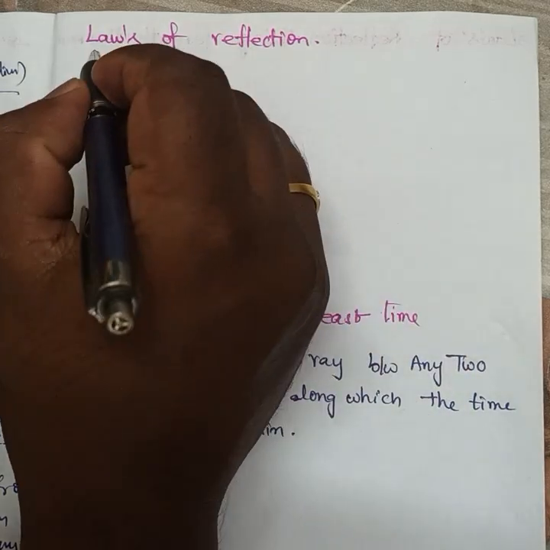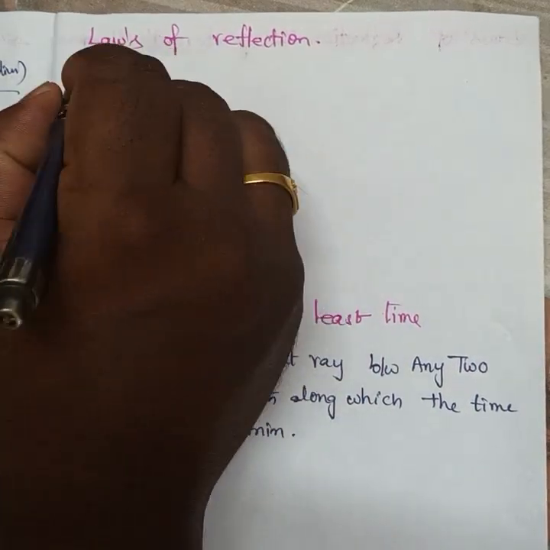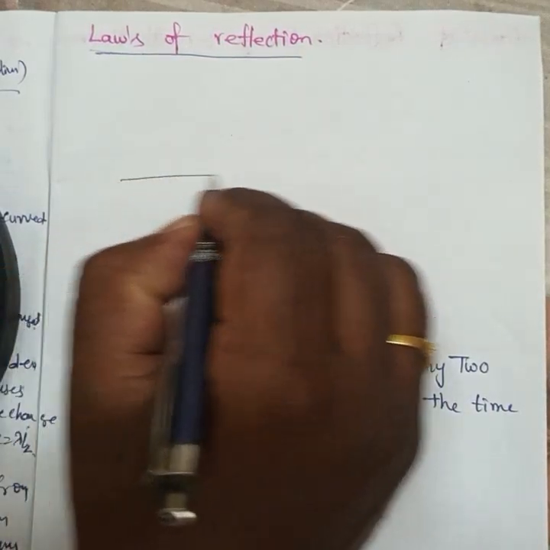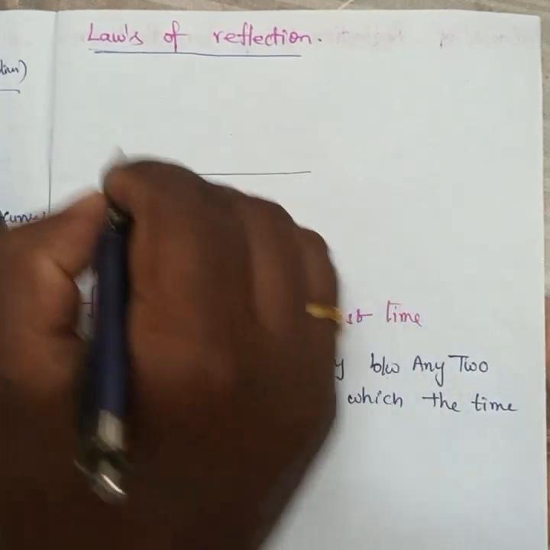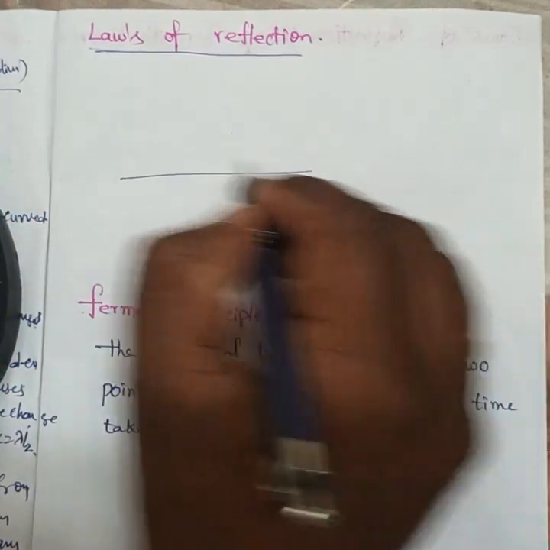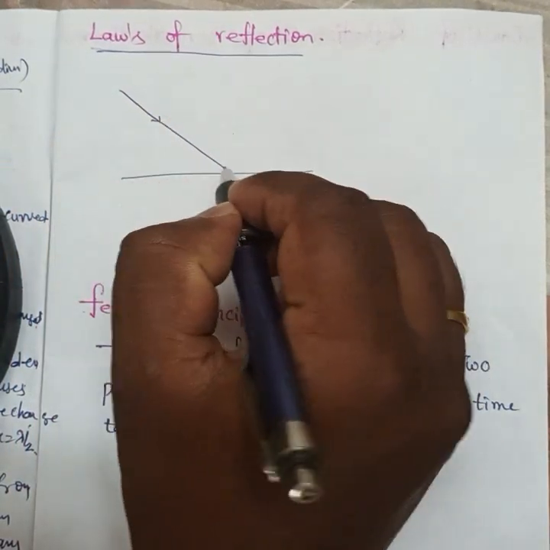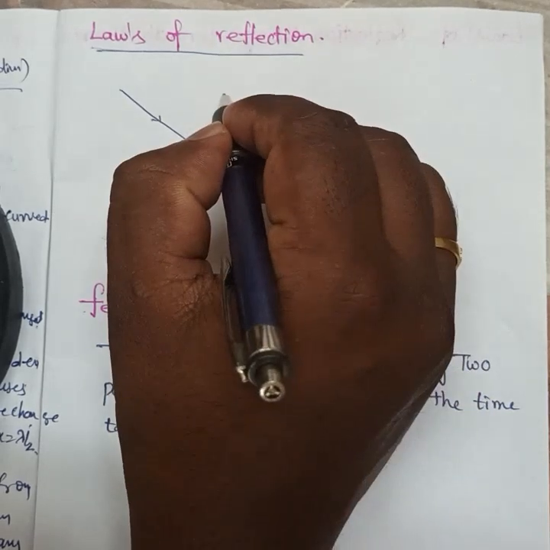Now, laws of reflection. Whenever light strikes a surface, at the point of incidence, you make a normal.